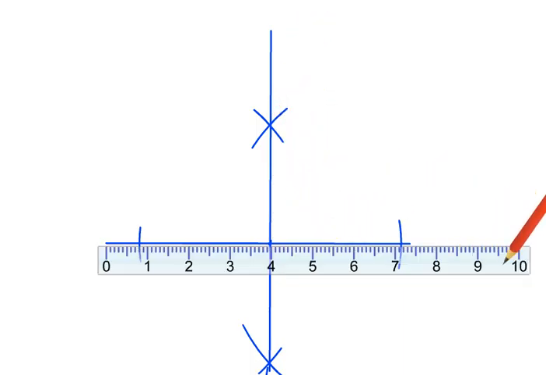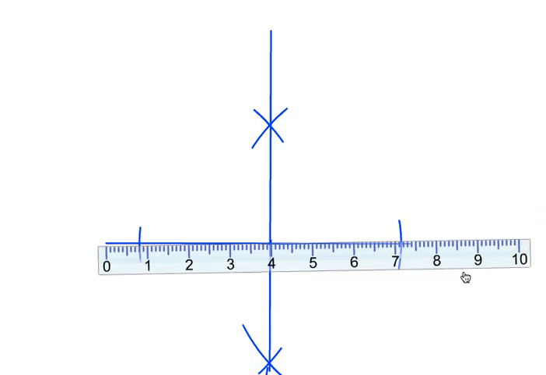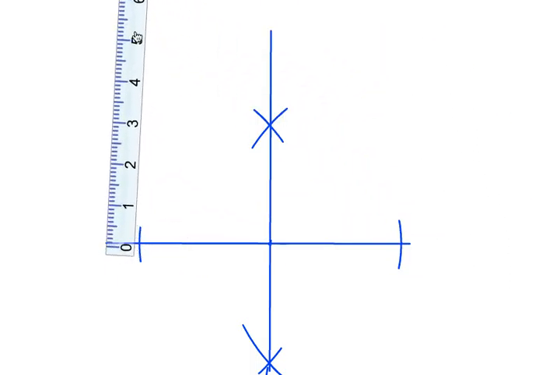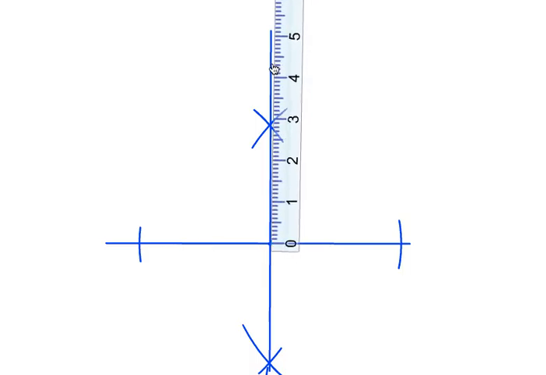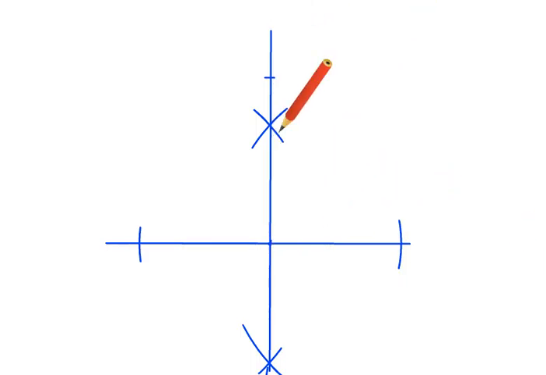And I'll get my ruler and I may be able to swing this around. Yeah, here we go. And I need to measure this now at 4 centimeters. Now I have a right angle. And I know that from here to here is 4 centimeters, and this is 4 centimeters as well.